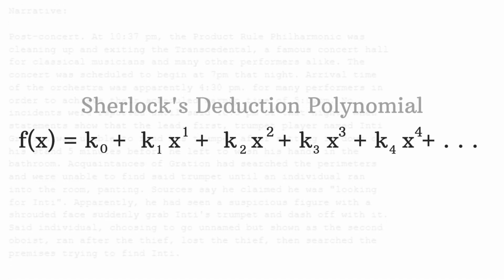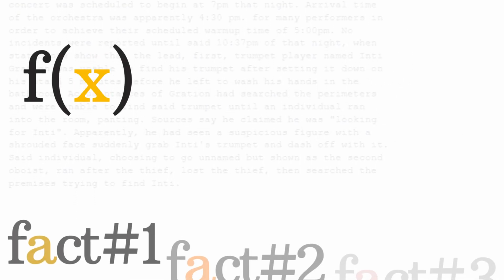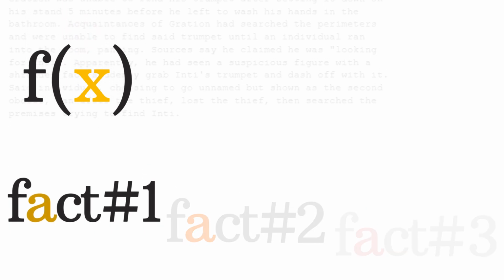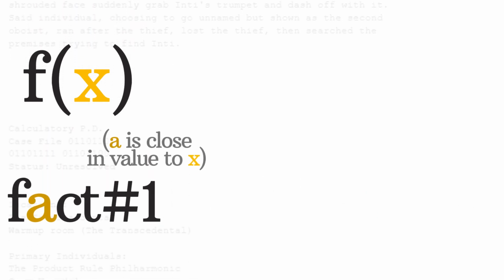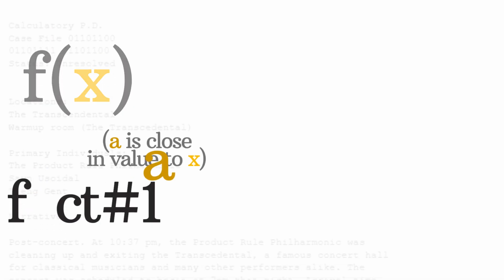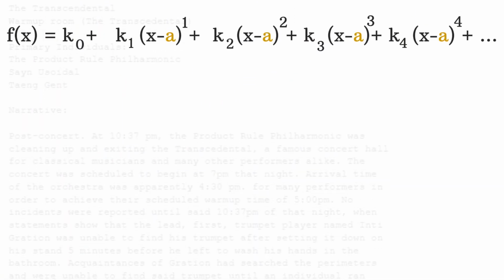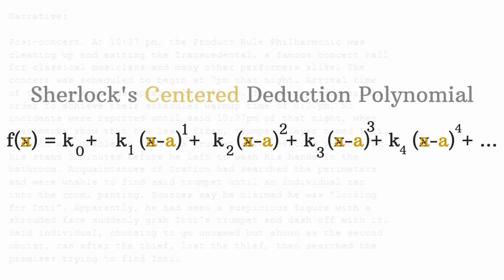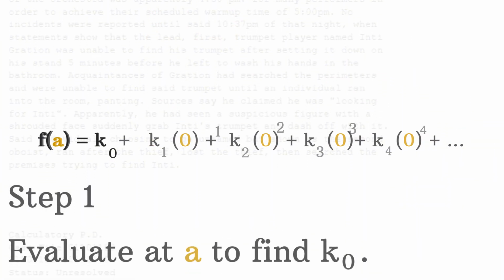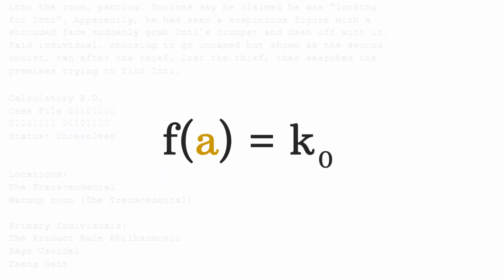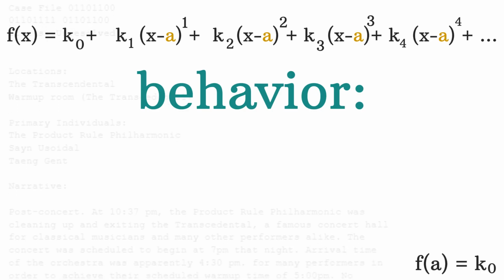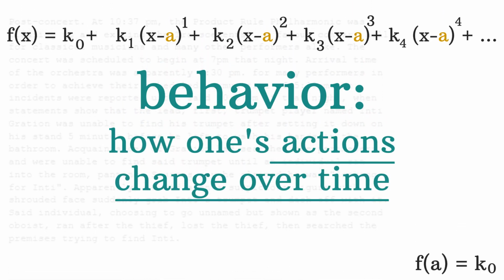Well, everybody's behavior follows a polynomial pattern, and every case has known facts, but there's always a fact that's closest to the value I'm trying to deduce at. Centering my polynomial around this certainty ensures my approximation is based on accurate fact. Plugging that fact back in makes all terms equal 0, except our first unknown. And modeling the function's behavior just means I'm modeling how the function's actions change over time.